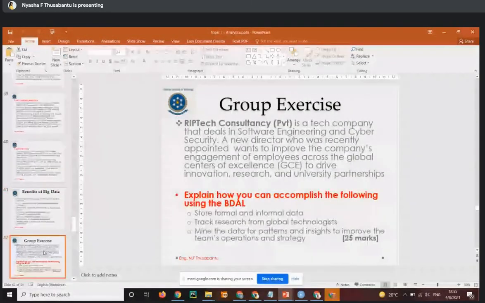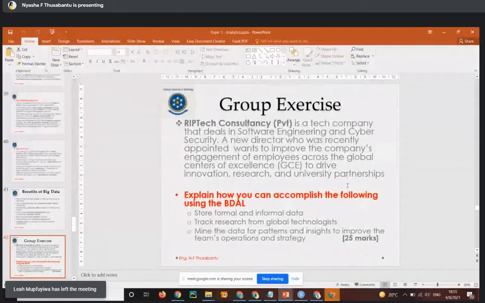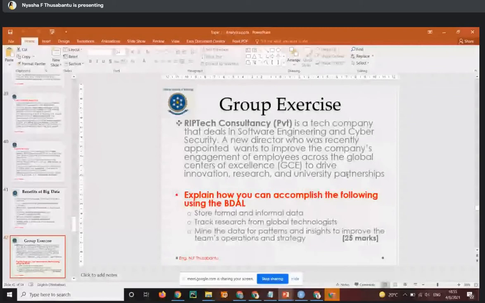Now, this is a tech company that deals in software engineering and cybersecurity. A new director who was recently appointed wants to improve the company's engagement of employees across their centers of excellence to drive innovation, research, and university partnerships. So there's a company, Riptech Consultants, that deals with software engineering and cybersecurity. They've hired someone who is you, and you are required by the directors, by the CEO or senior management of this company, to say, okay, this is our company.